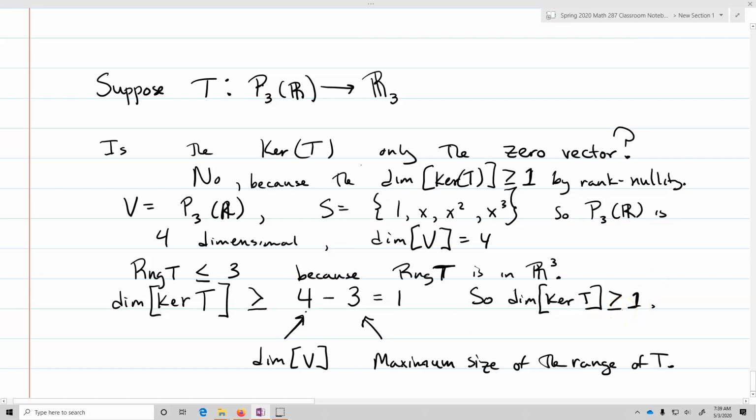And hence, because the dimension of the kernel of T is greater than or equal to 1 by rank nullity, there is at least one vector in the kernel of T. Okay, it can't be only the 0 vector. The 0 vector has 0 dimensions, so consequently we have to have at least one vector in there.